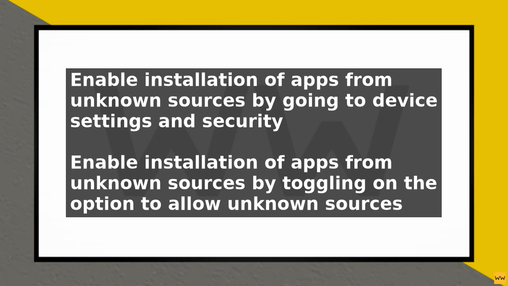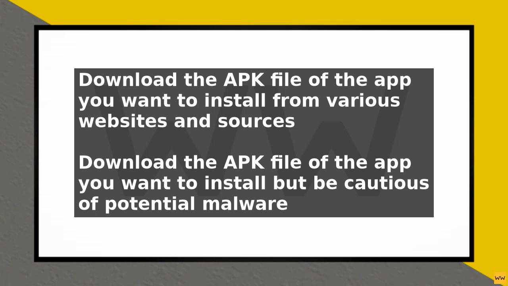APK files are the installation files for Android apps and can be downloaded from various websites. However, be cautious when downloading APK files from unknown sources, as they may contain malware. Once you have downloaded the APK file, you can install it by opening the file and following the installation prompts. In some cases, you may need to use a third-party app installer to install the APK file.